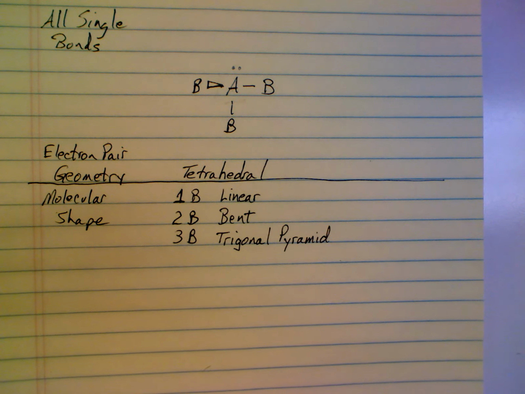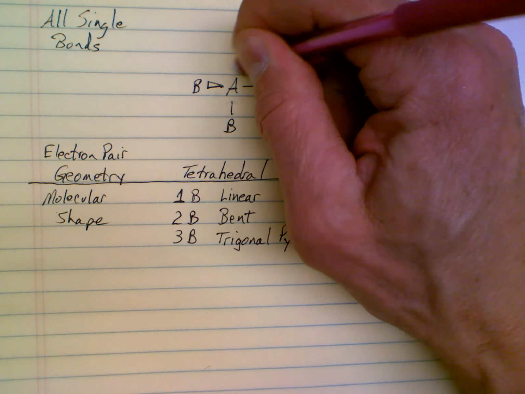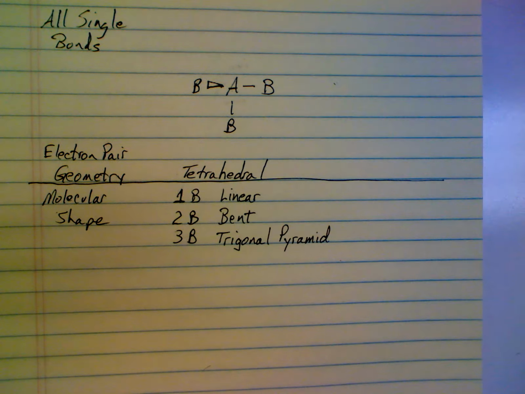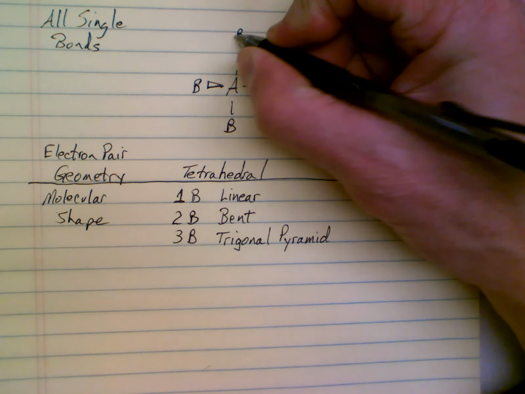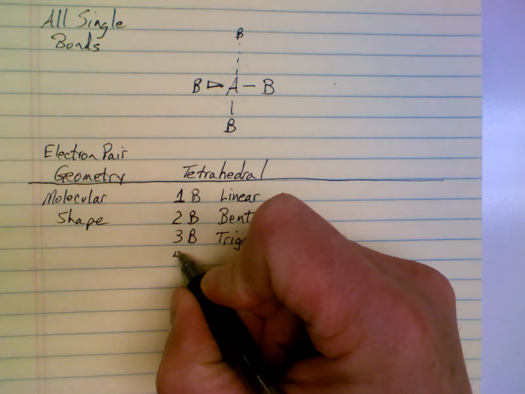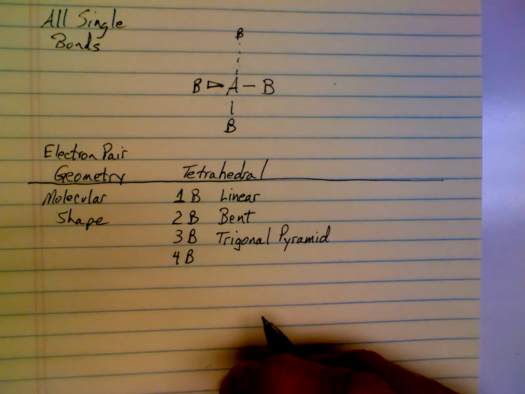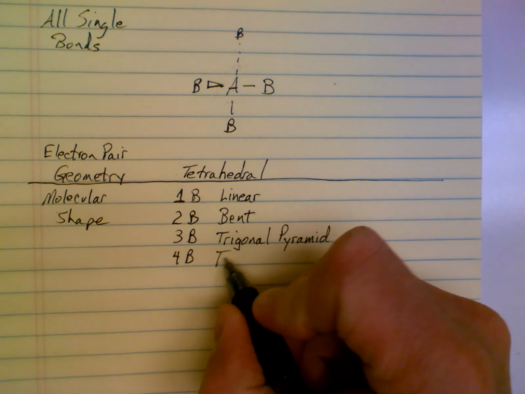If we were to add yet a fourth B atom to this, okay, so I remove this unshared pair here, and we drop in a fourth B atom. Now, we're going to have a tetrahedral configuration.